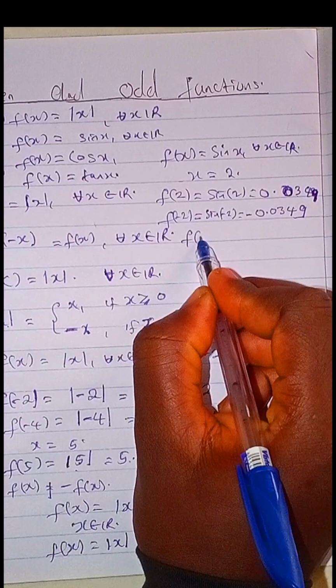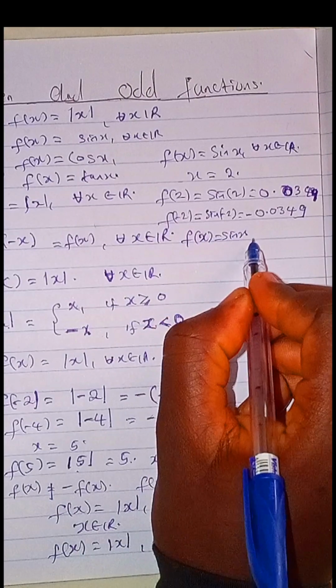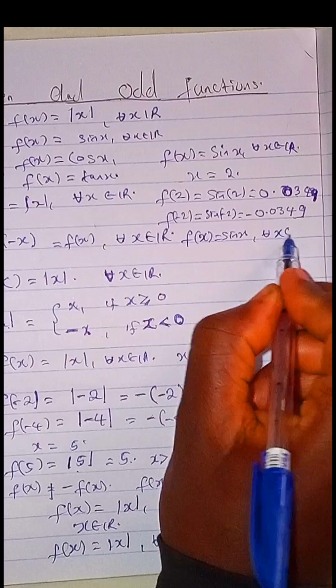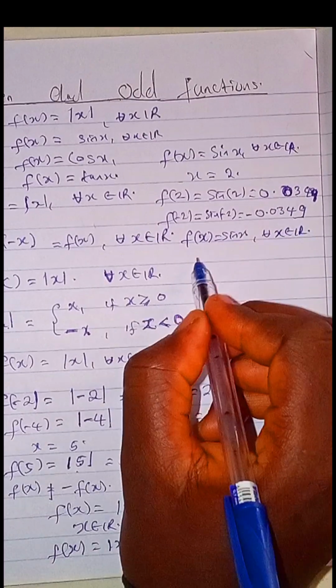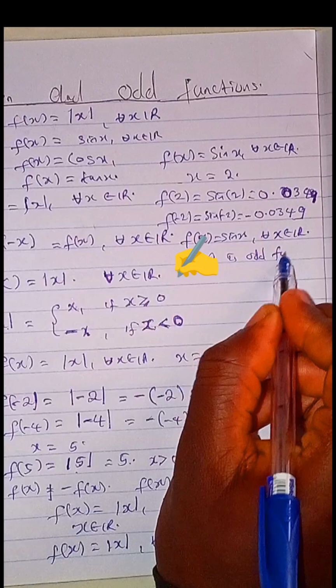f of x equals sine x always brings out a negative if what is inside is negative. So f of minus x equals minus f of x. Odd function.